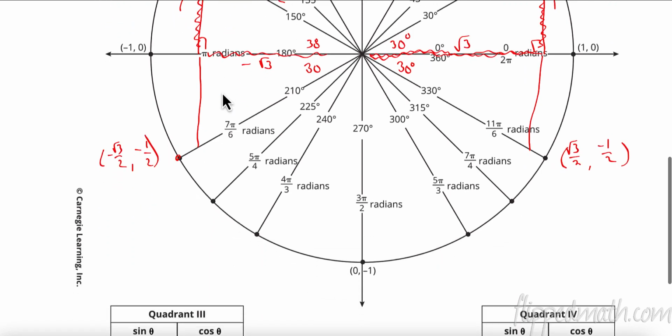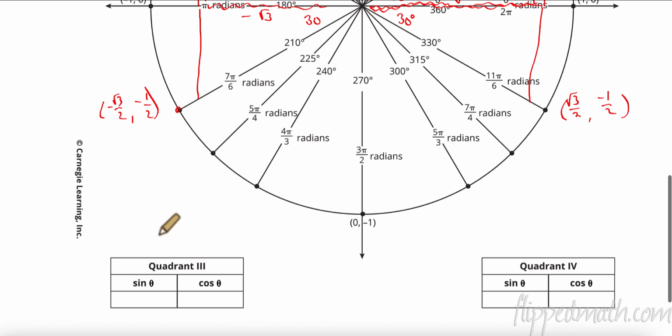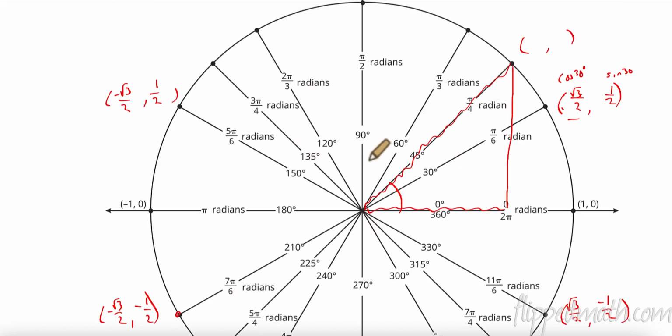Down here, let's take a look. I'm going left, so my cosine value should be negative. And I'm going down, so my sine value should be negative. Over here, my cosine value, I'm going to the right, so it should be positive, and my sine values are going down, so it should be negative. All right, now we're going to do pi over 4 radians, which is 45 degrees.